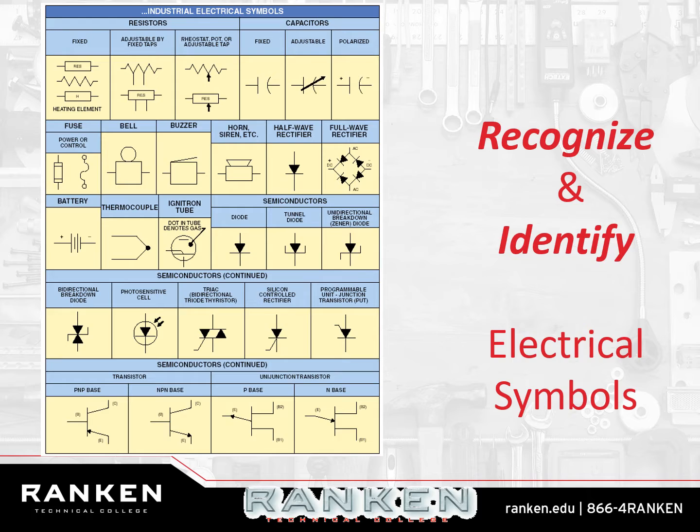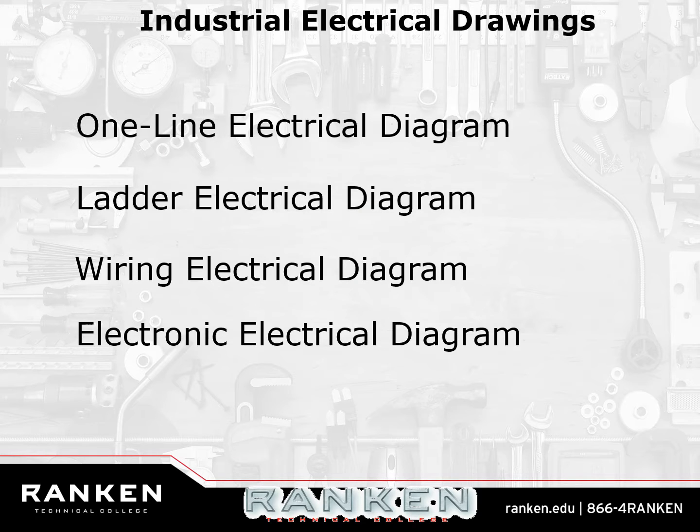Good deal. So, there are a whole bunch of abbreviations. And we're not going to go through all the abbreviations. You'll pick those up as we go. There are four basic types of electrical diagrams or electrical drawings. They are one-line diagrams, ladder diagrams, wiring diagrams, and electronic diagrams or electrical schematics. I call them schematics. Okay?